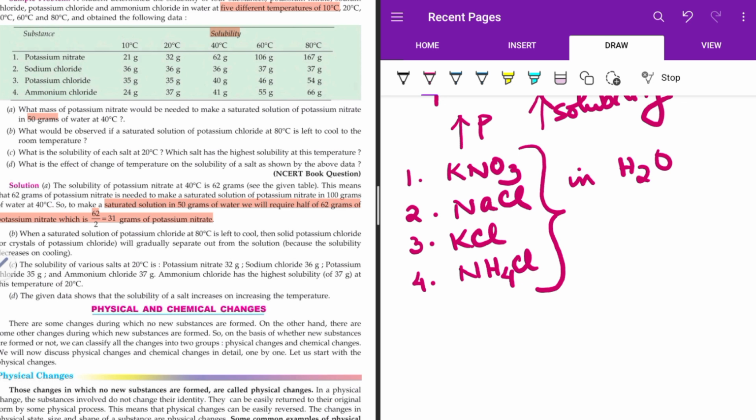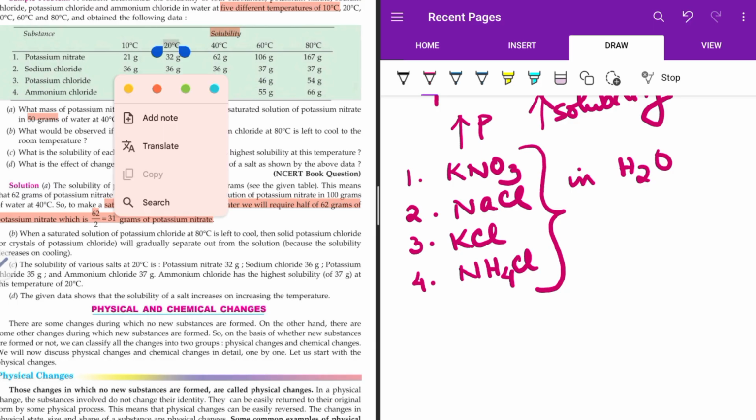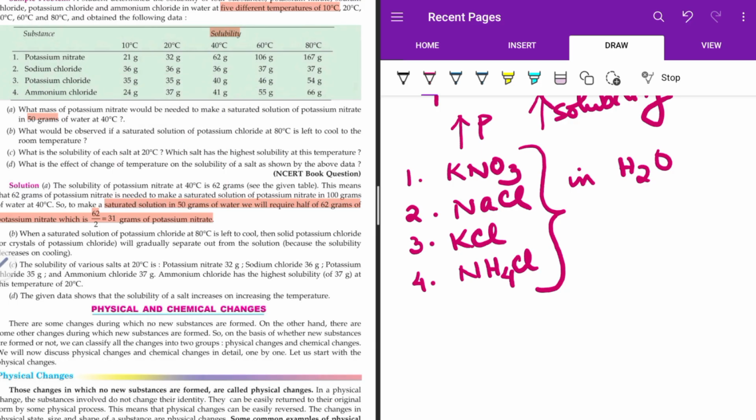What is the solubility of each salt at 20 degrees Celsius? So we'll find this parameter 20 degrees Celsius, and at this temperature, what is the solubility? That is already tabulated. We can see. And which salt has the highest solubility at this temperature? 37 gram, ammonium chloride, as per the table.